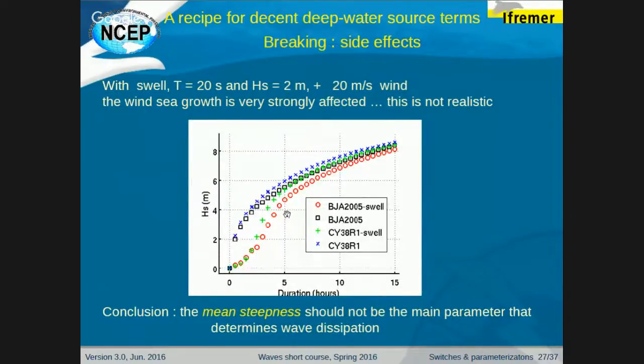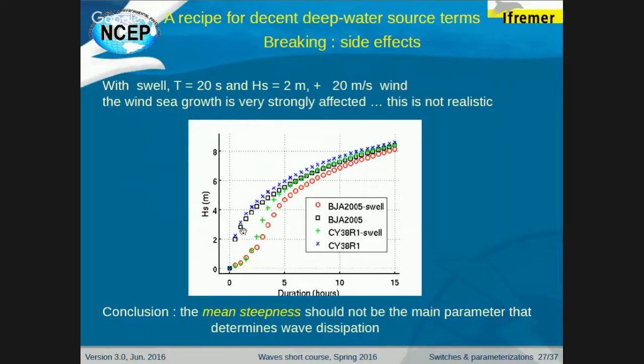You take the ECMWF model. You start from 2 meter swell with a period of 20 seconds, which can happen. And if you do that, the wind sea has a very hard time growing. You know, it takes 2-3 hours until the wind sea restarts to grow, compared to the same situation without any swell. Okay, and that's really not realistic.